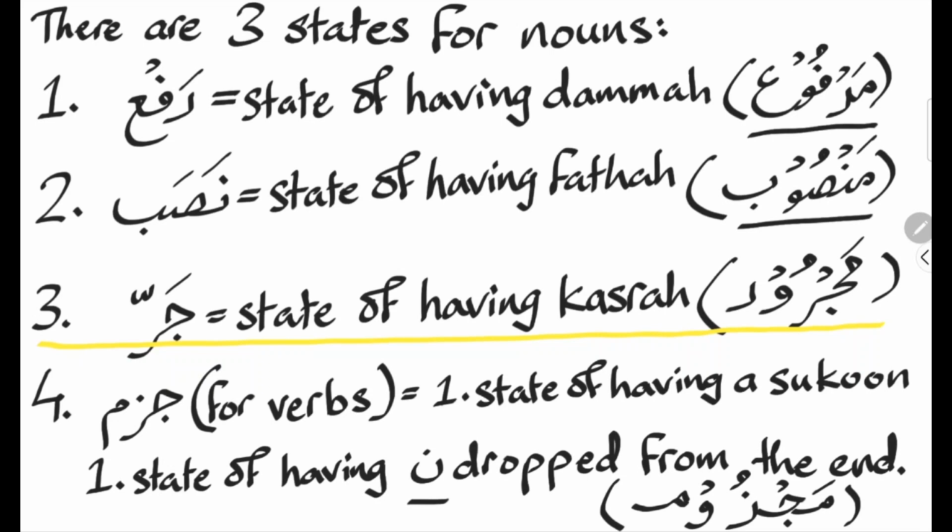So now that you know the four states, rafa, nasab, and jar, which are exclusive to nouns, and then we have the fourth one, jazm, which is exclusive to verbs. Now that you know these four states, it's time to move on. And there are four things you need to keep in mind when it comes to sifat and موصوف, or anything that has to do with a موصوف صفة phrase.